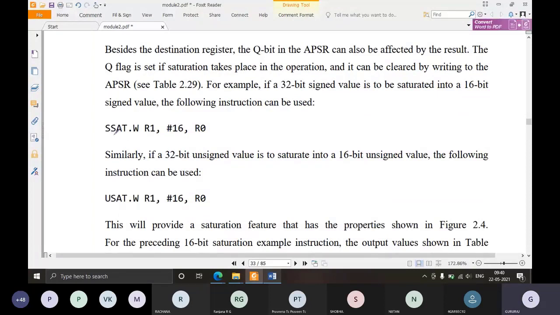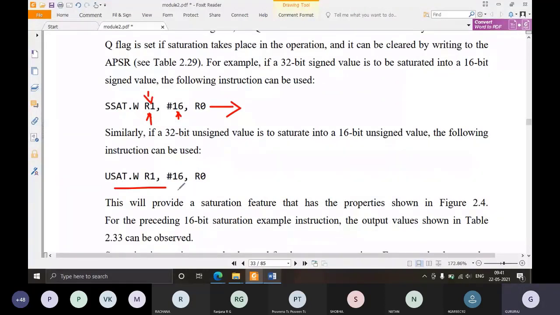SSAT.W R1, #16, R0. R1 is the destination register. That means whatever value is there in R0, you have to saturate that value to 16 bits, and you have to store that value to R1. Whatever the result you get, you have to store that to R1. Okay.